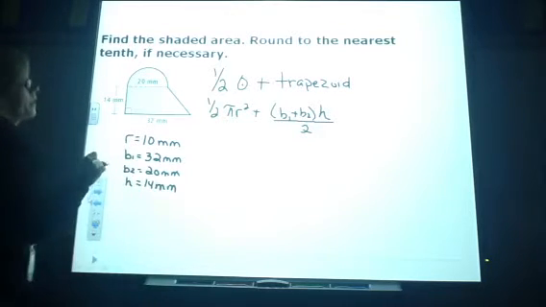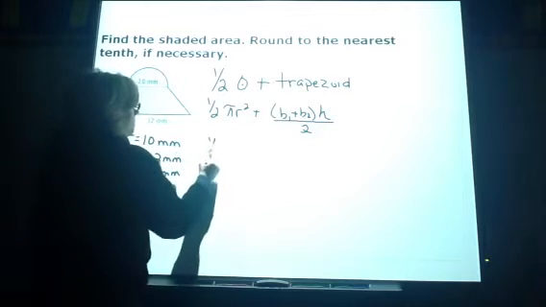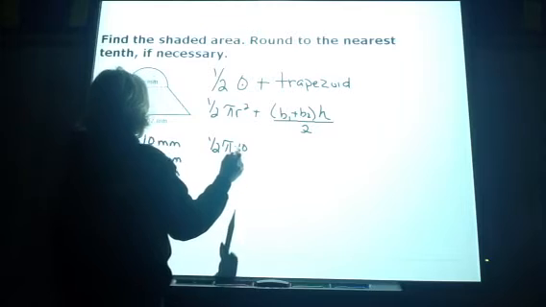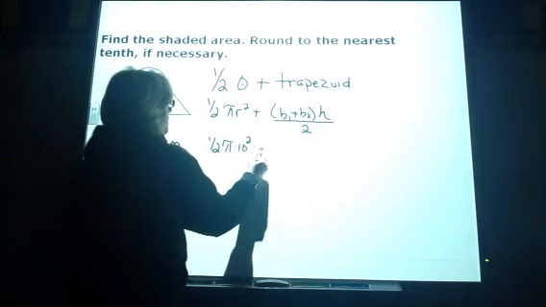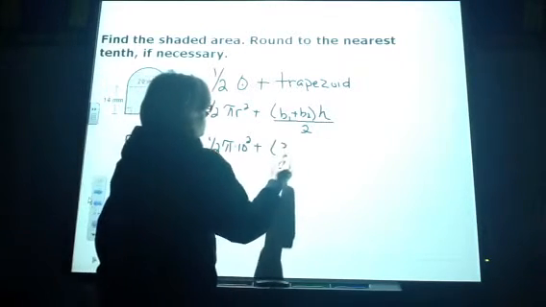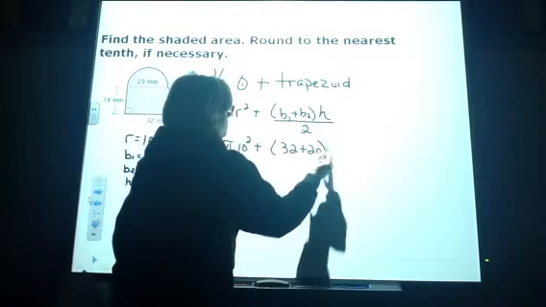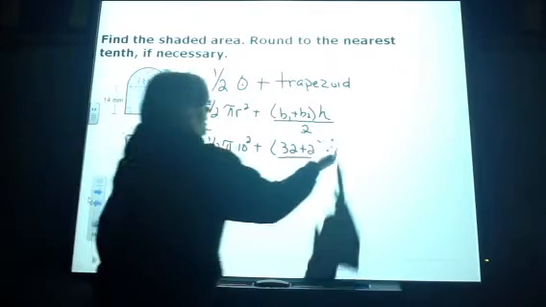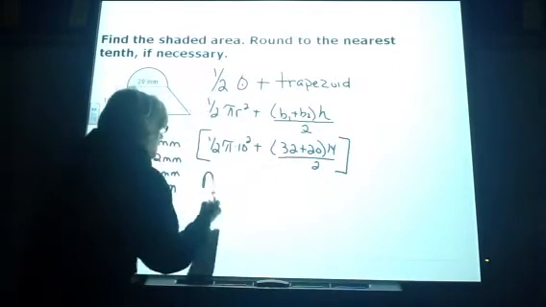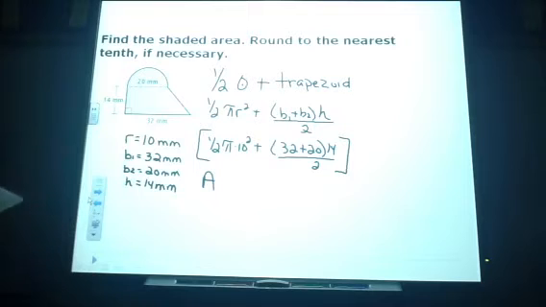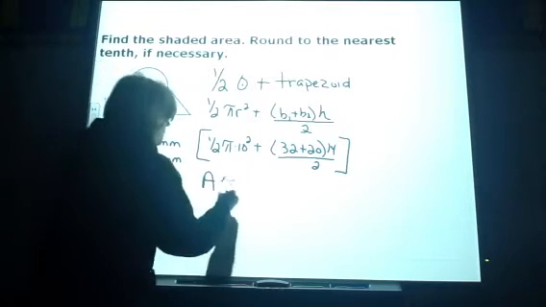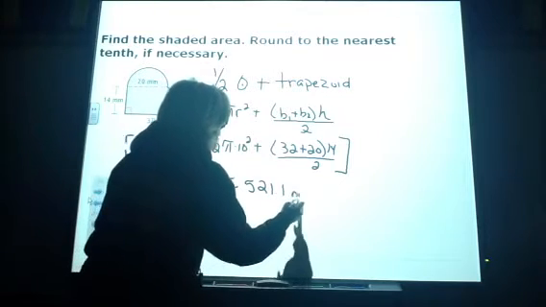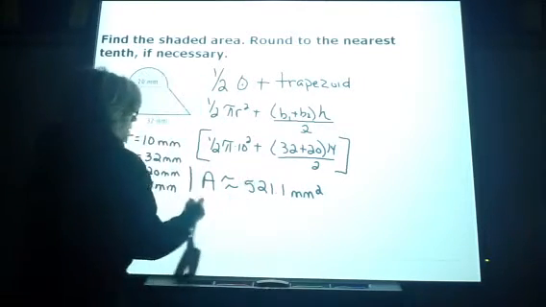So now that we've identified everything, we can just substitute in. You're going to keep your pi, because you're not going to use 3.14. You're going to use your pi button to be as precise as possible. On your calculator, key in all of this at one time, and you're going to get approximately 521.1 square millimeters.